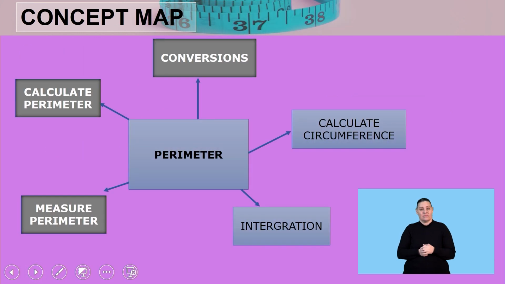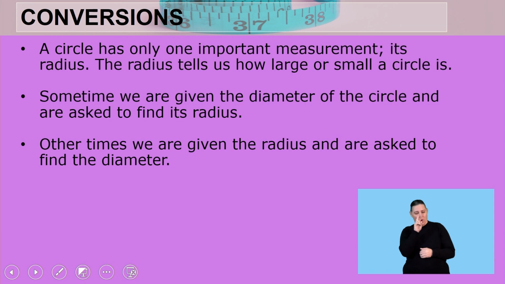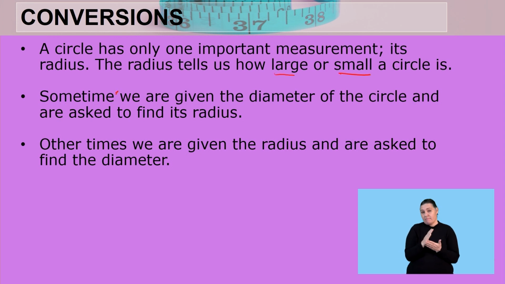So now we get to the conversions part. All right, there you go. Conversions. When we look at conversions, a circle has only one important measurement. That's its radius. The radius tells us how large or how small a circle is. It's the only measurement we really need. Sometimes we are given the diameter of the circle and are asked to find its radius. Other times, we are given the radius and are asked to find the diameter the other way.